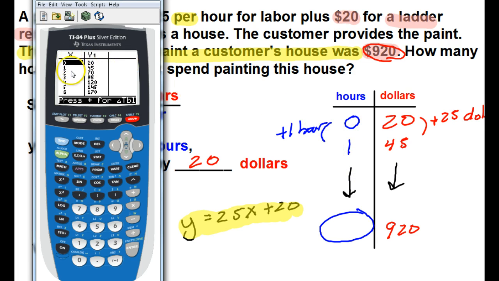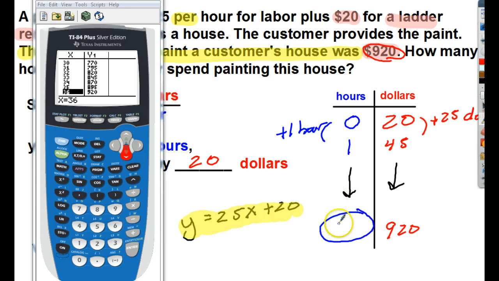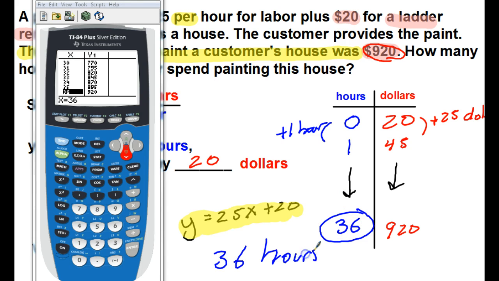It's going to continue increasing by 1 hour, and then continue increasing by $25 per hour, and we're going to get all the way down to 920. So when we find that answer, we'll know how many hours it took to paint the house, or how many hours it took to earn $920. So we're getting to it pretty quickly, and our final answer, hopefully this is what you got as well, we end up with $920 took a grand total of 36 hours. Okay, so down here I'm going to put in 36, and that gives me my answer of 36 hours.